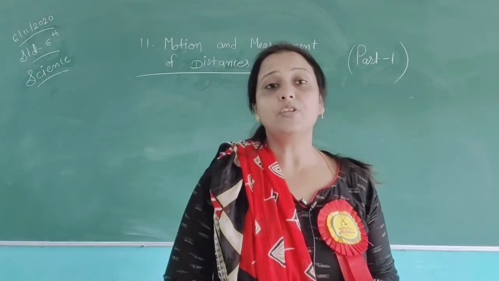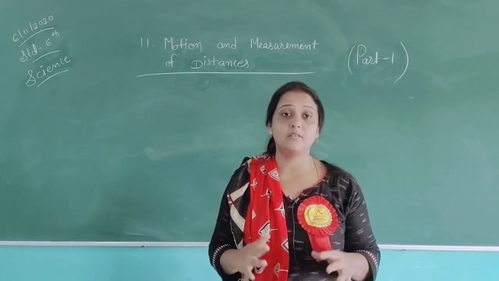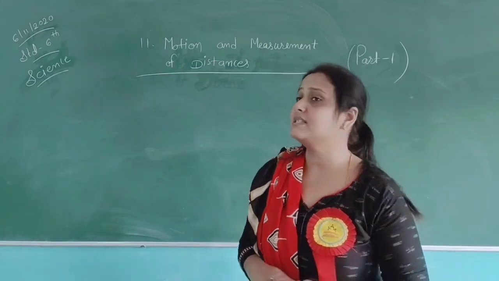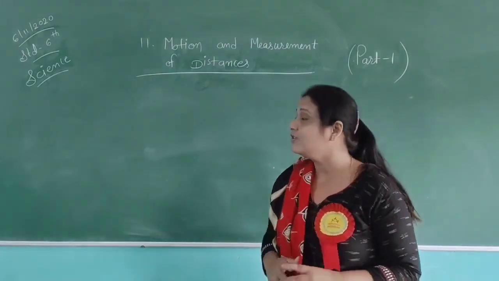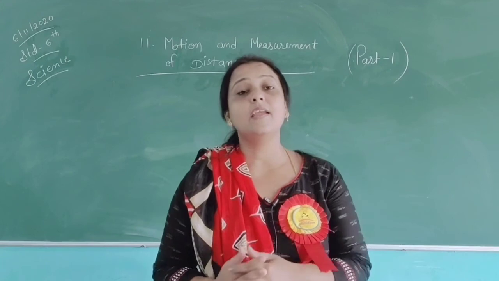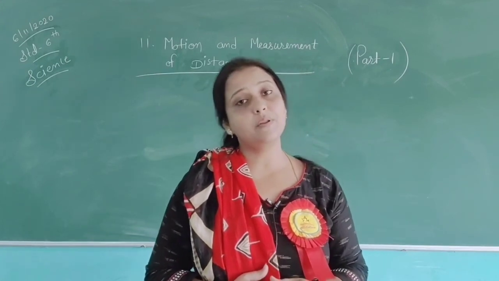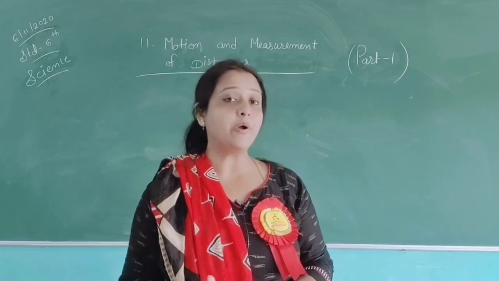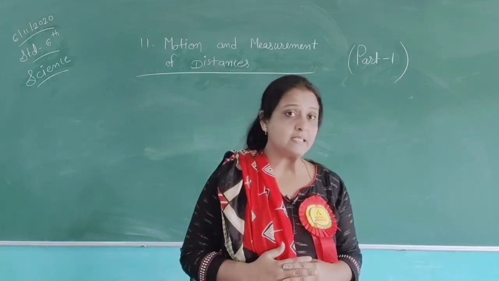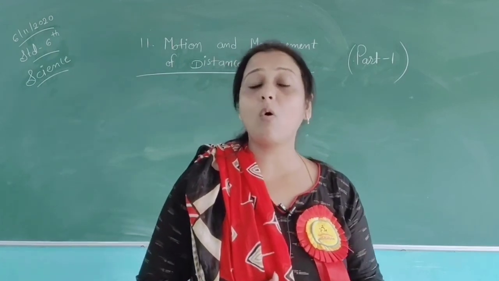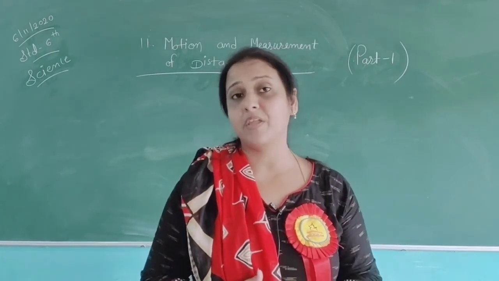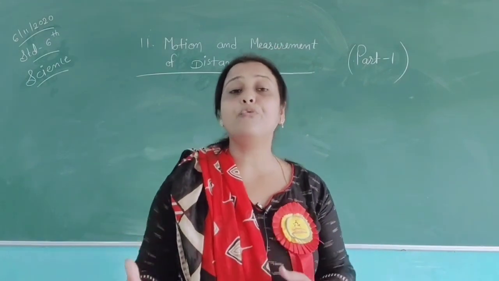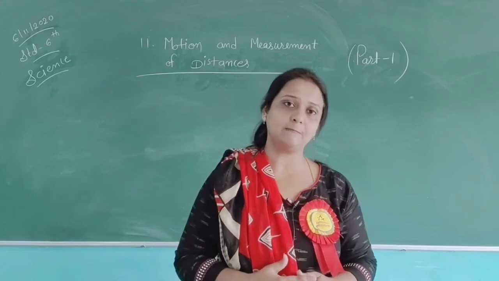And today we are going to learn about chapter number 11. The name of this chapter is Motion and Measurement of Distances. In our previous session, we discussed the movement of animals and human beings. All living organisms which live on earth also move. Now, by which ways do they move from one place to another place?